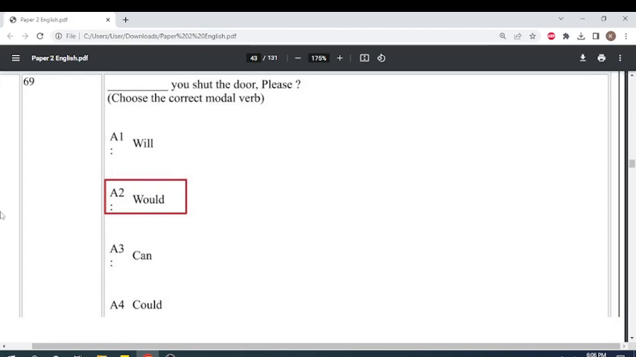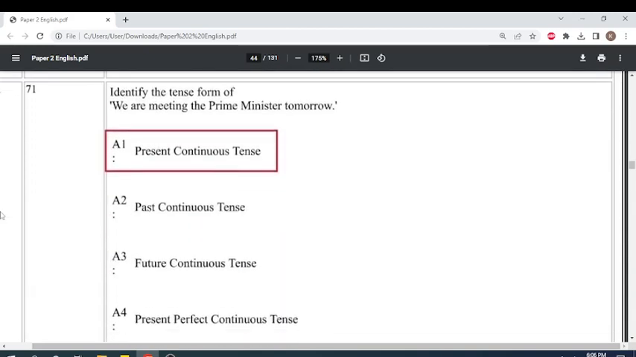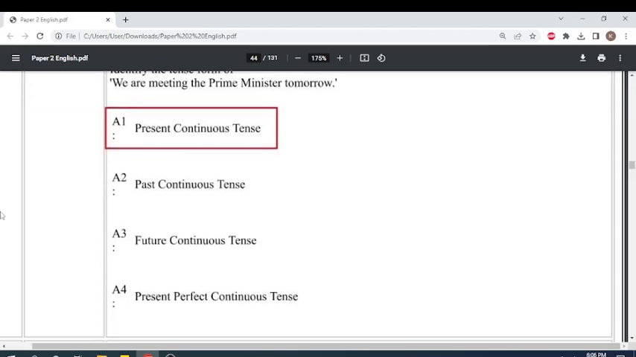69. Dash, you shut the door, please. Choose the correct modal verb. Answer: A2, would. 70. Choose the right pattern of the given sentence. During the war, many people lost their homes. Answer: A2, ASVDO. 71. Identify the tense form of: we are meeting the Prime Minister tomorrow. Answer: A1, present continuous tense.